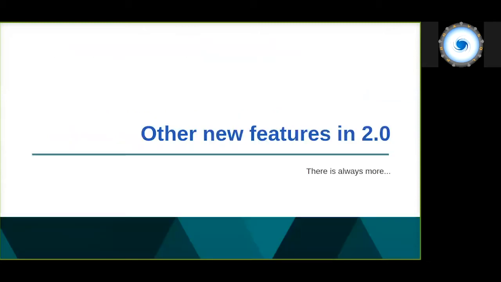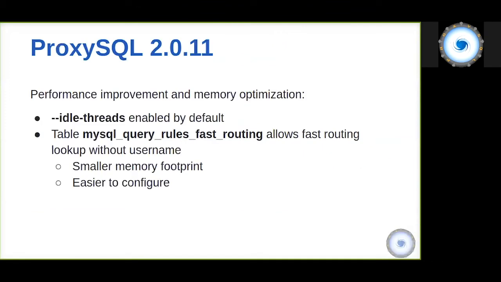Now, other important features introduced in 2.1. Specifically, in 2.1.11, we introduced two new interesting features. One is that idle threads are enabled by default, and the other is that for mysql_query_rules_fast_routing, we improved the way it works. Specifically, we allow lookup without username.